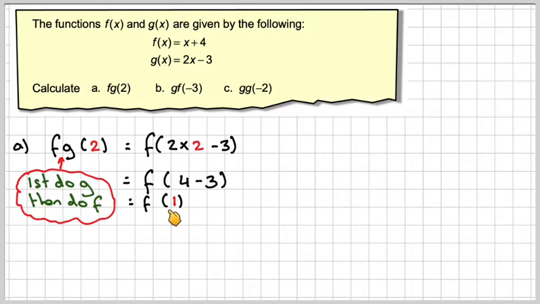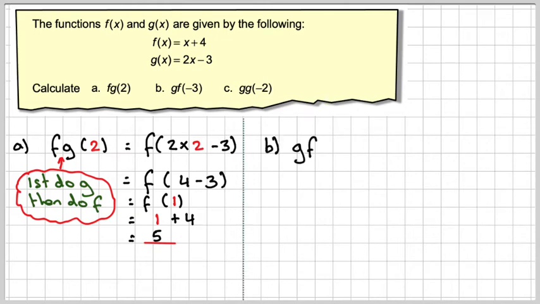Now all we need to do is work out f of 1. So that means now where there is an x in f, I now replace it with a 1. So we're now going to have 1 plus 4, because f of x is x plus 4, and 1 plus 4 is 5. So that is the answer of doing fg of 2. It's 5. Now another way to think about it is to first put your number into g without having to write this down. Just do 2 times 2 minus 3. Get an answer of 1 and then put it into f, and 1 plus 4 gives you that, and then say that fg of 2 is equal to 5. That's a different way of looking at it.